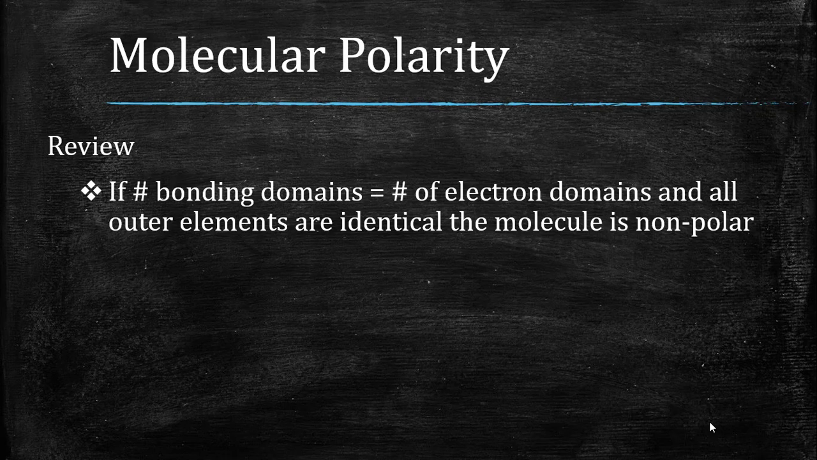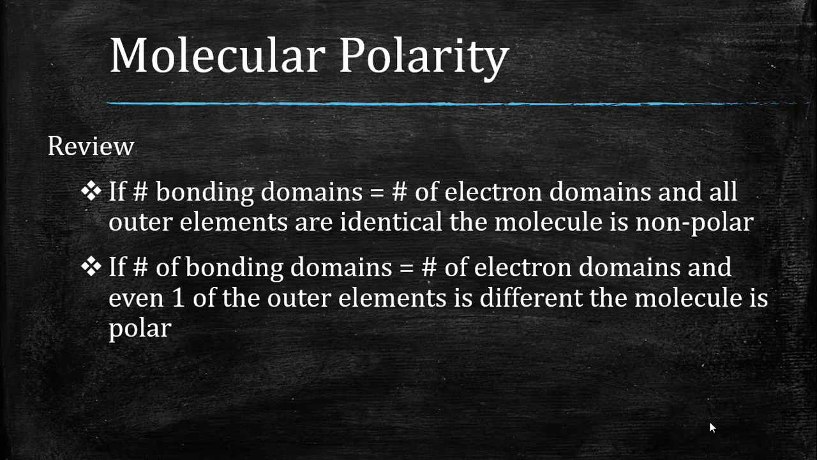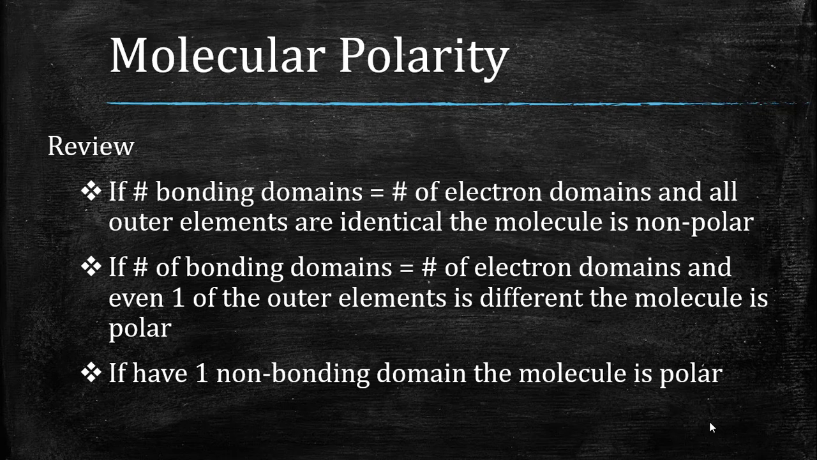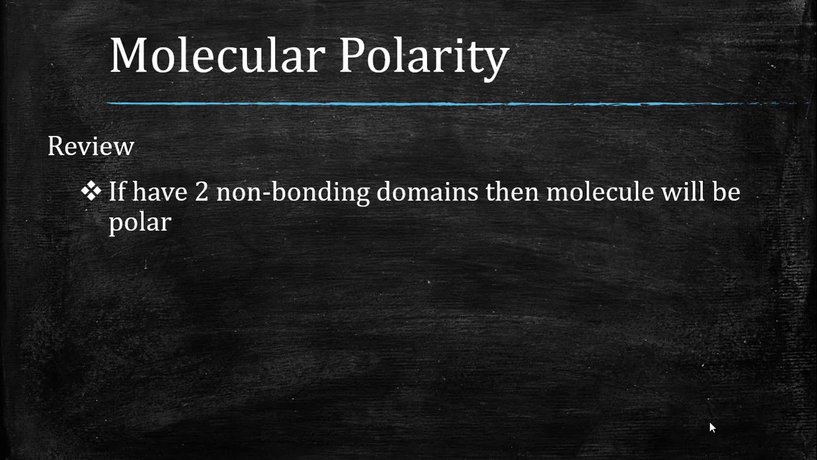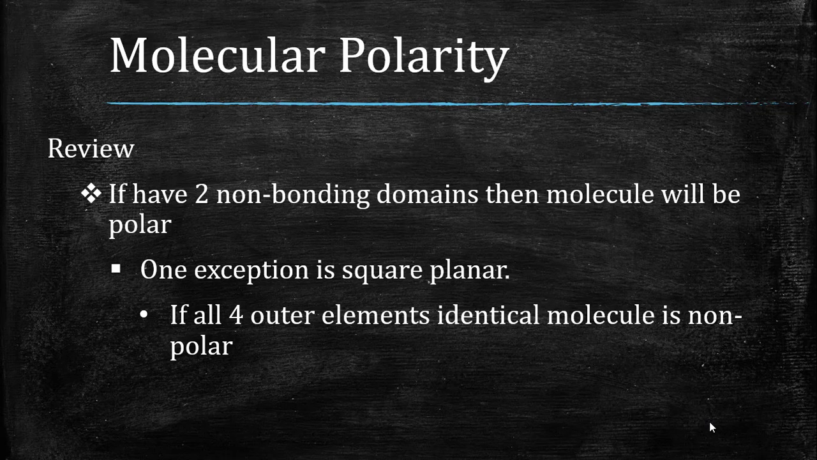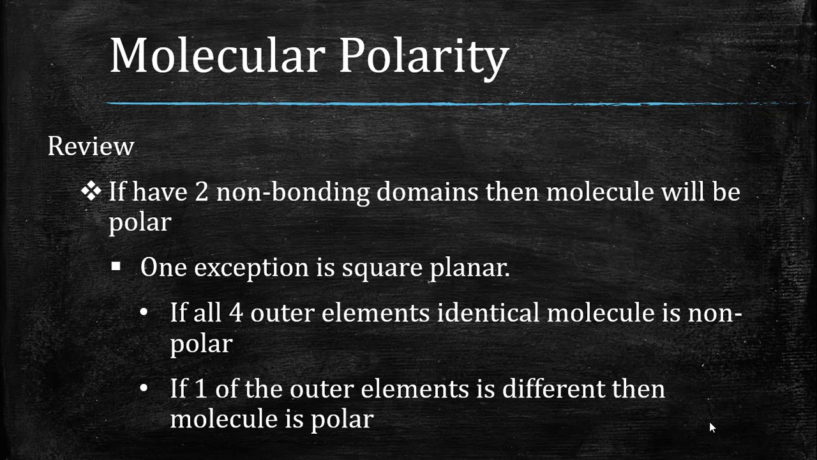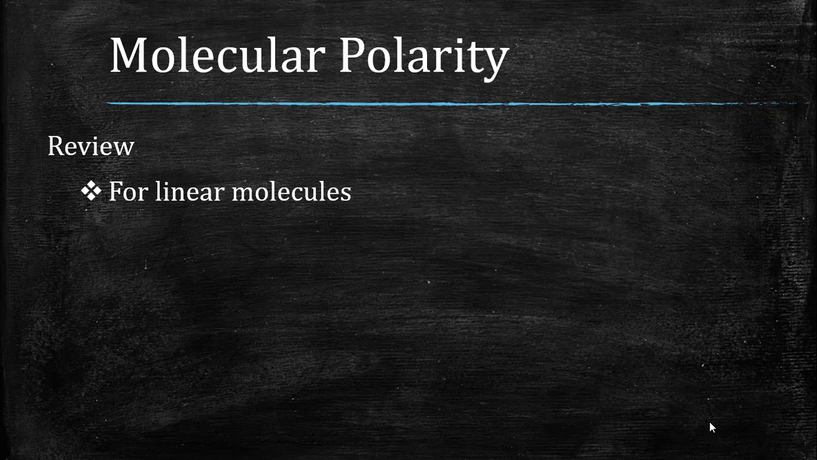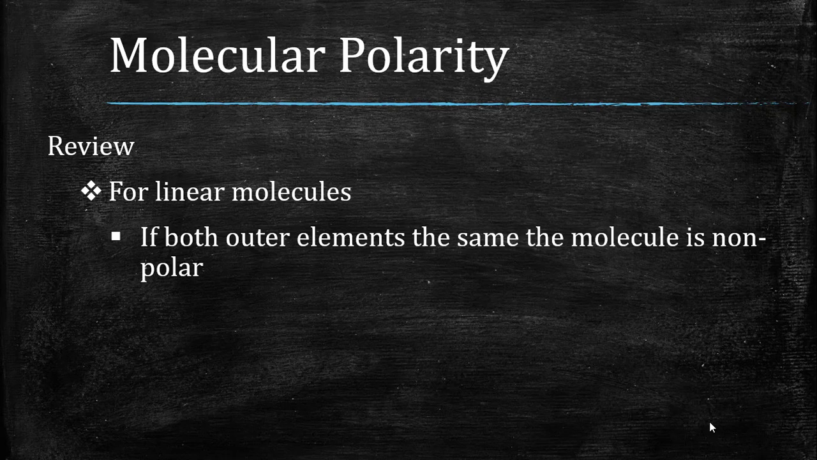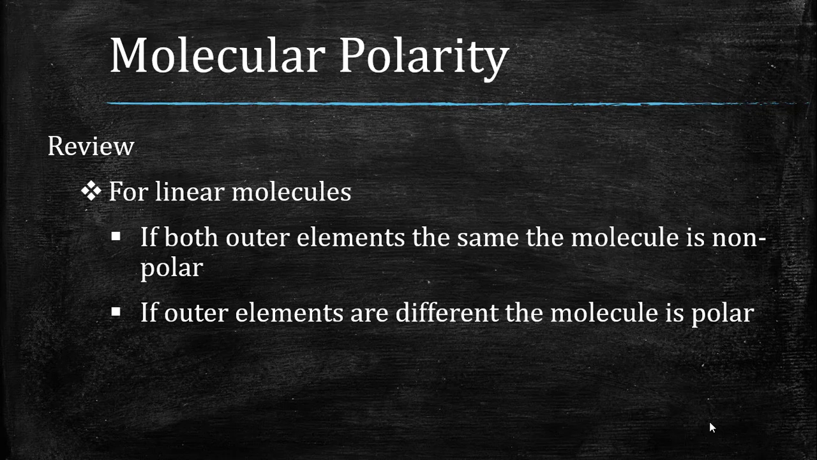Number of bonding domains the same as electron domains, and all the outer elements are identical, nonpolar. If the conditions are the same, but even one of the outer elements is different, the molecule is polar. If you have one non-bonding domain, the molecule will be polar. If you have 2 non-bonding domains, the molecule will be polar unless you have a square planar geometry, and that will be nonpolar provided all 4 elements are identical. If one of the outer elements is different, then the molecule is polar. For linear molecules, if the end elements are identical, nonpolar. If end elements are different, polar.